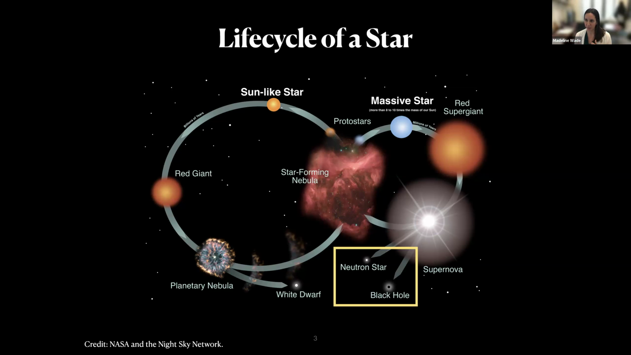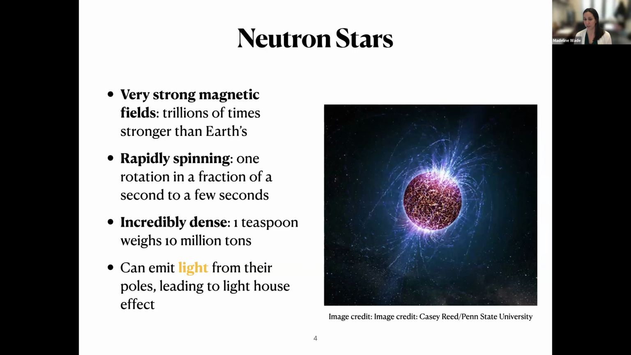So that's a little bit about the life of a star. We're going to focus in on these dense objects, starting with the slightly less dense objects of neutron stars. Neutron stars are pretty exotic and exciting astrophysical bodies. They have incredibly strong magnetic fields. So you've probably heard of the Earth's magnetic field. We like it. It does things like protect us from bombardment from cosmic rays and things like this. The magnetic field of a neutron star is actually trillions of times stronger than that of the Earth's.